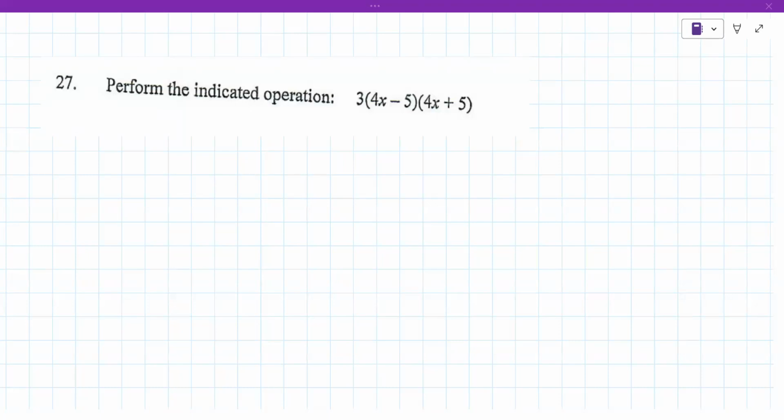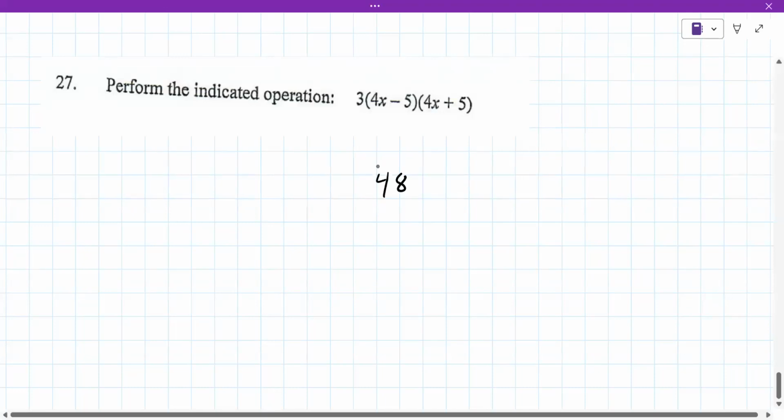16 times 3 equals 48x squared minus 75. Would it be 48x squared minus 75? Yes, good job. All right, well done.